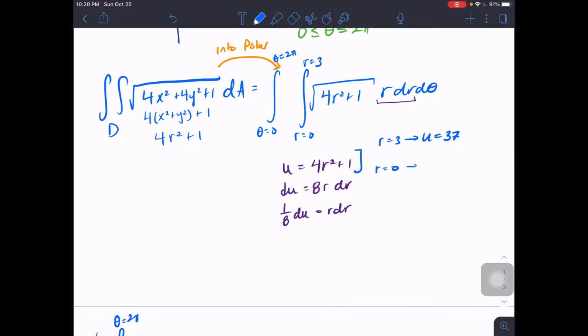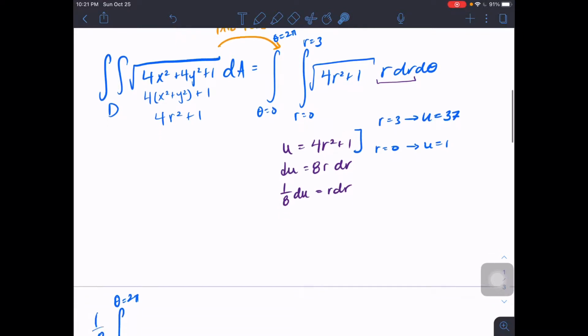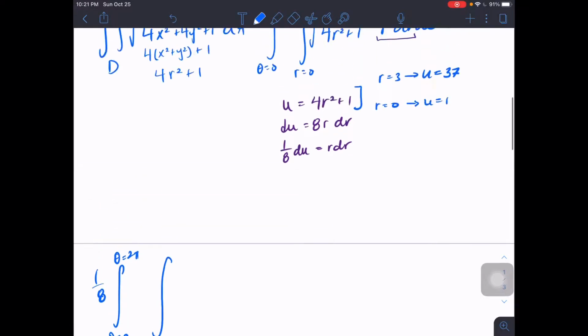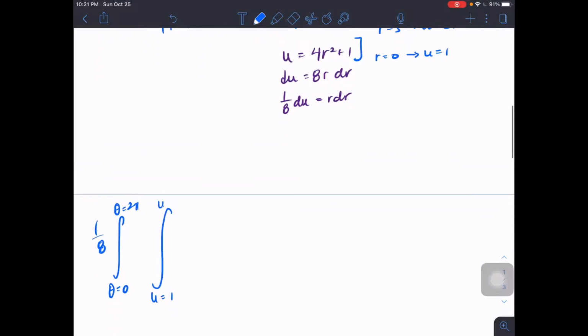So it's just u will be 1. Let me double check that. When r is 3, this will be 9 times 4, 36 plus 1. Okay. So we're going to change this now into u going from 1 for the lower bound, and on top, it'll be 37.